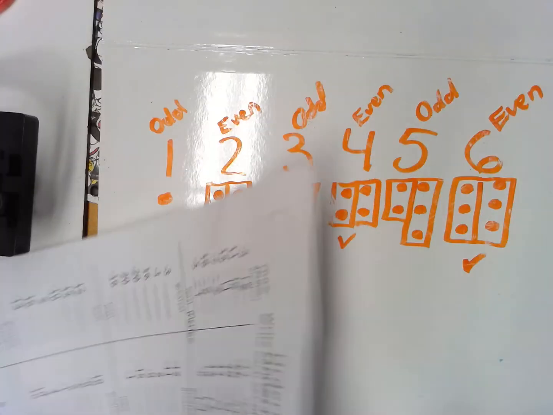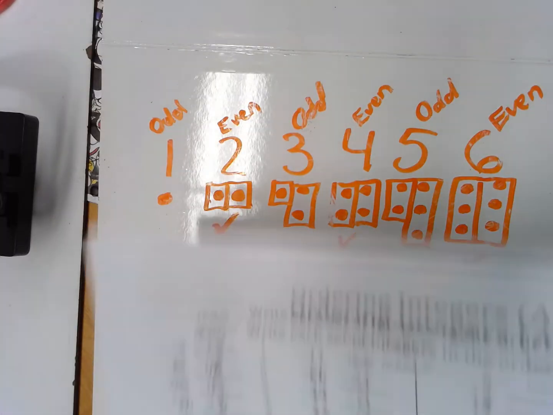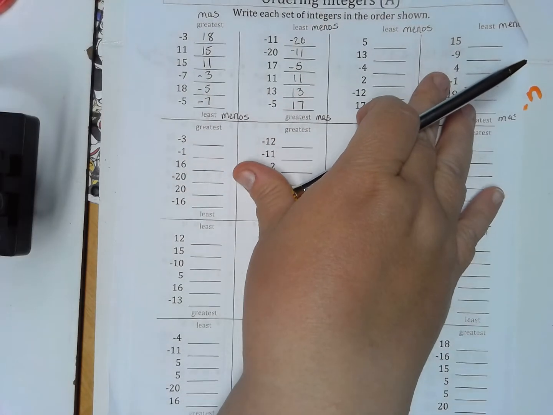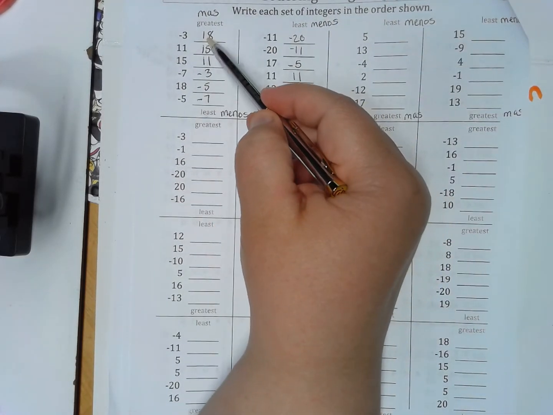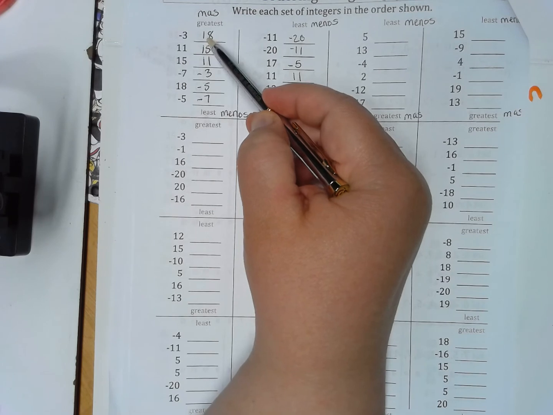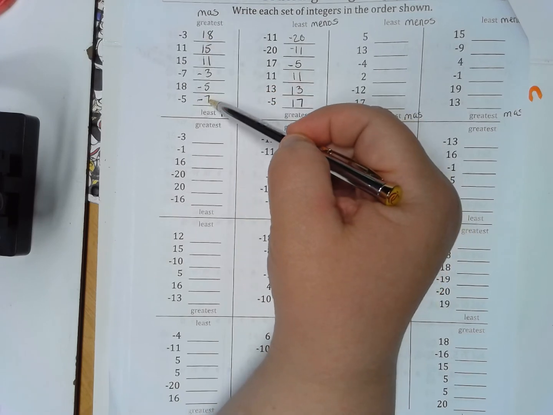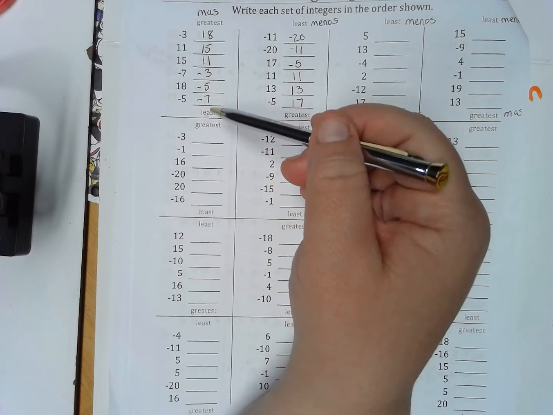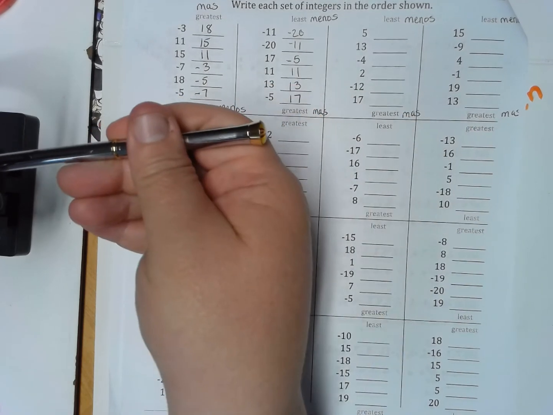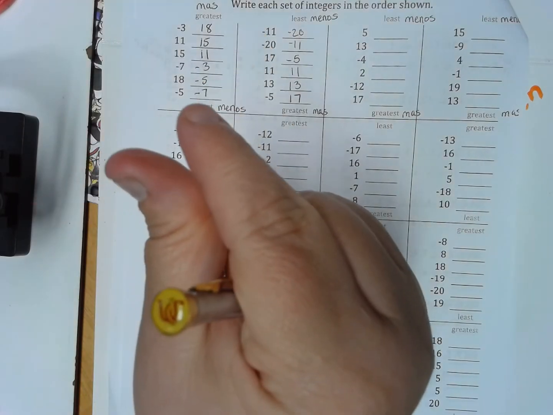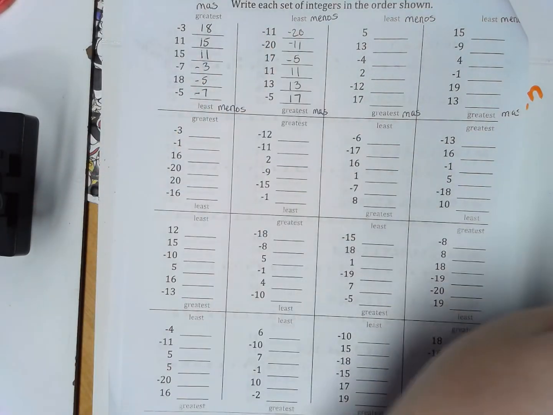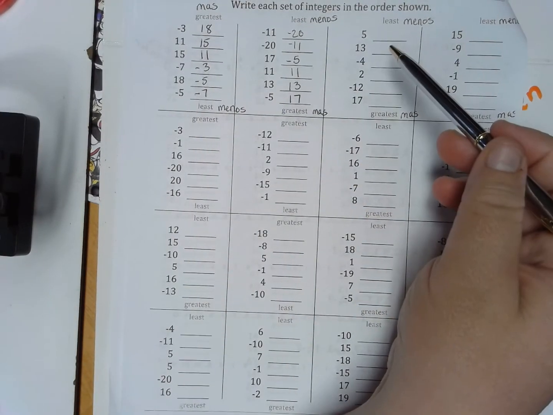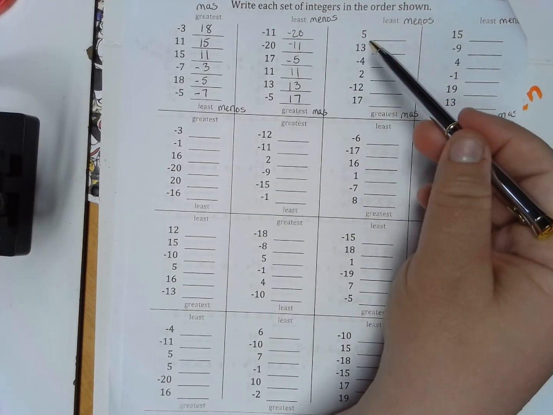Next, same thing, except for now we have integers. So positive 18 is the greatest. Negative 7 is the least. So our negative numbers, remember, the farther we go to the left, the smaller the number is. The farther we go to the right, the greater the number is. So here we have our different numbers.